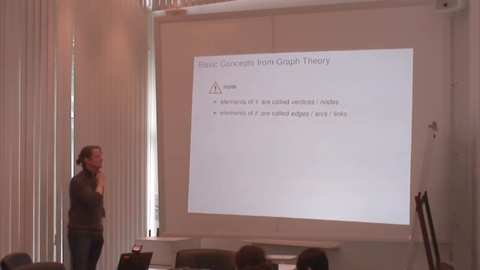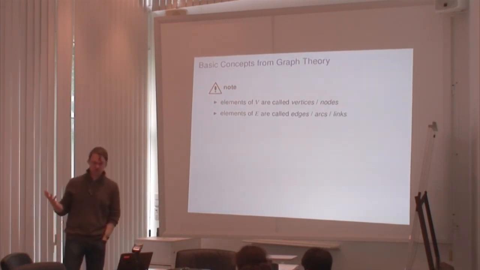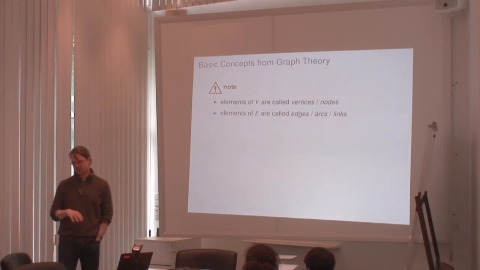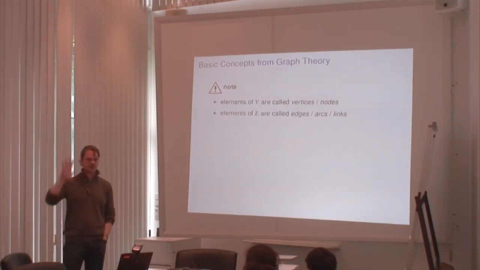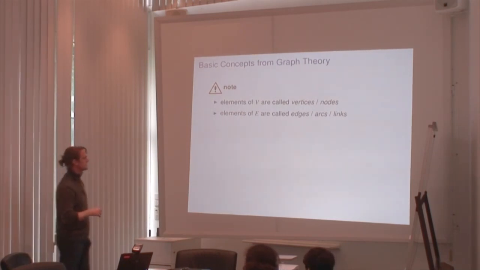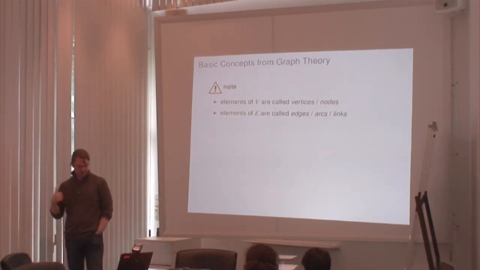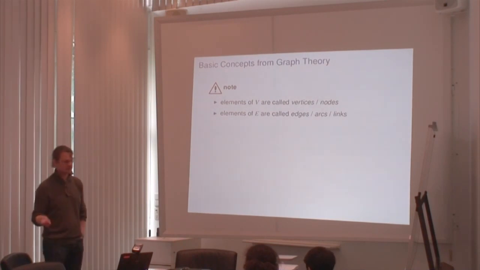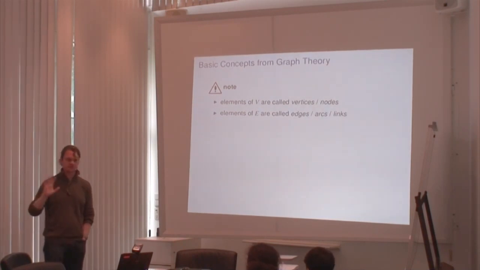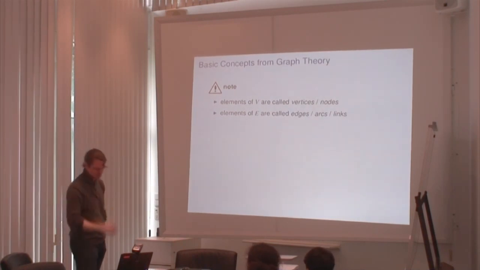Sometimes you also find the elements of V called nodes, and I might do that. I may call them vertices or nodes. I really don't care. It's the same thing. And also the elements of E, you will find them to be called edges, arcs, or links. And depending on my mood, I'll use any of these terms. They are the same.